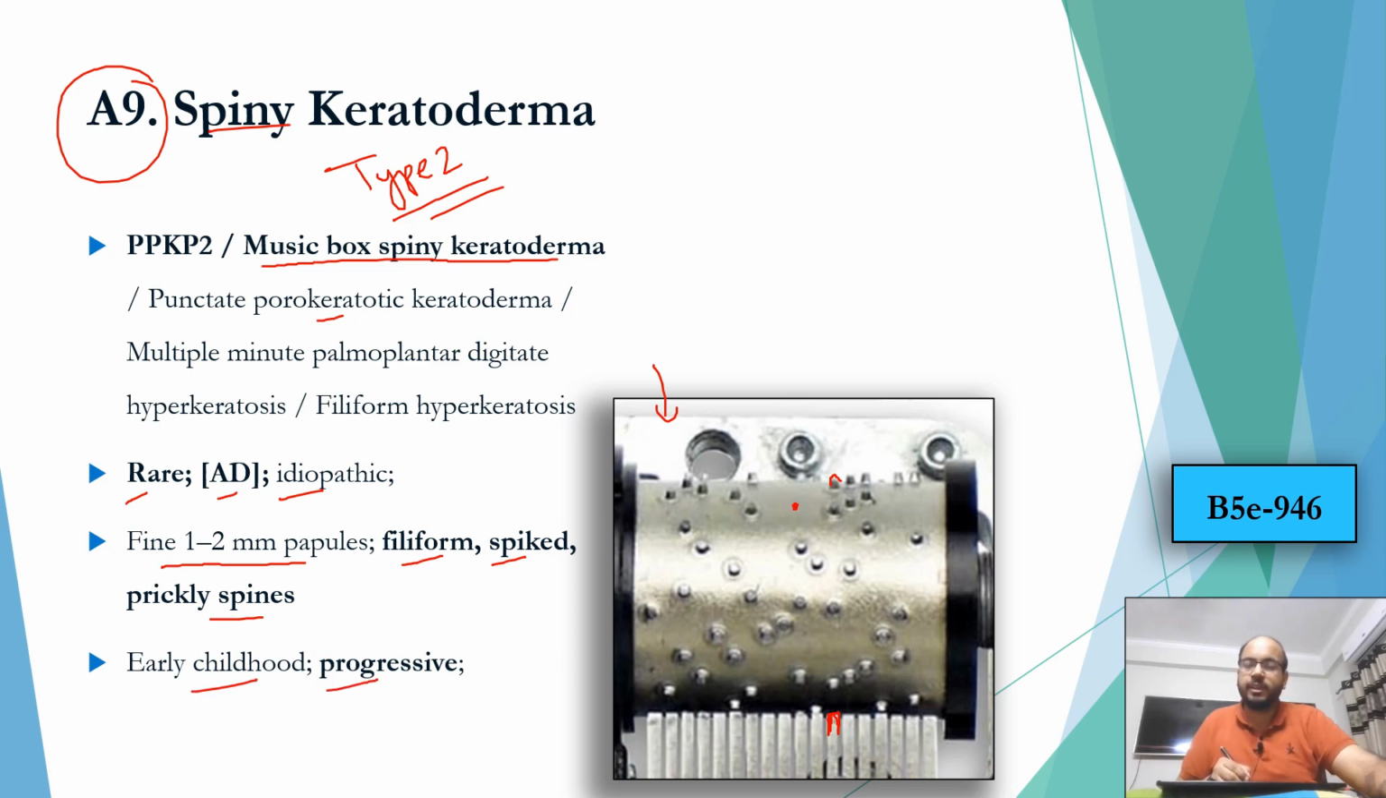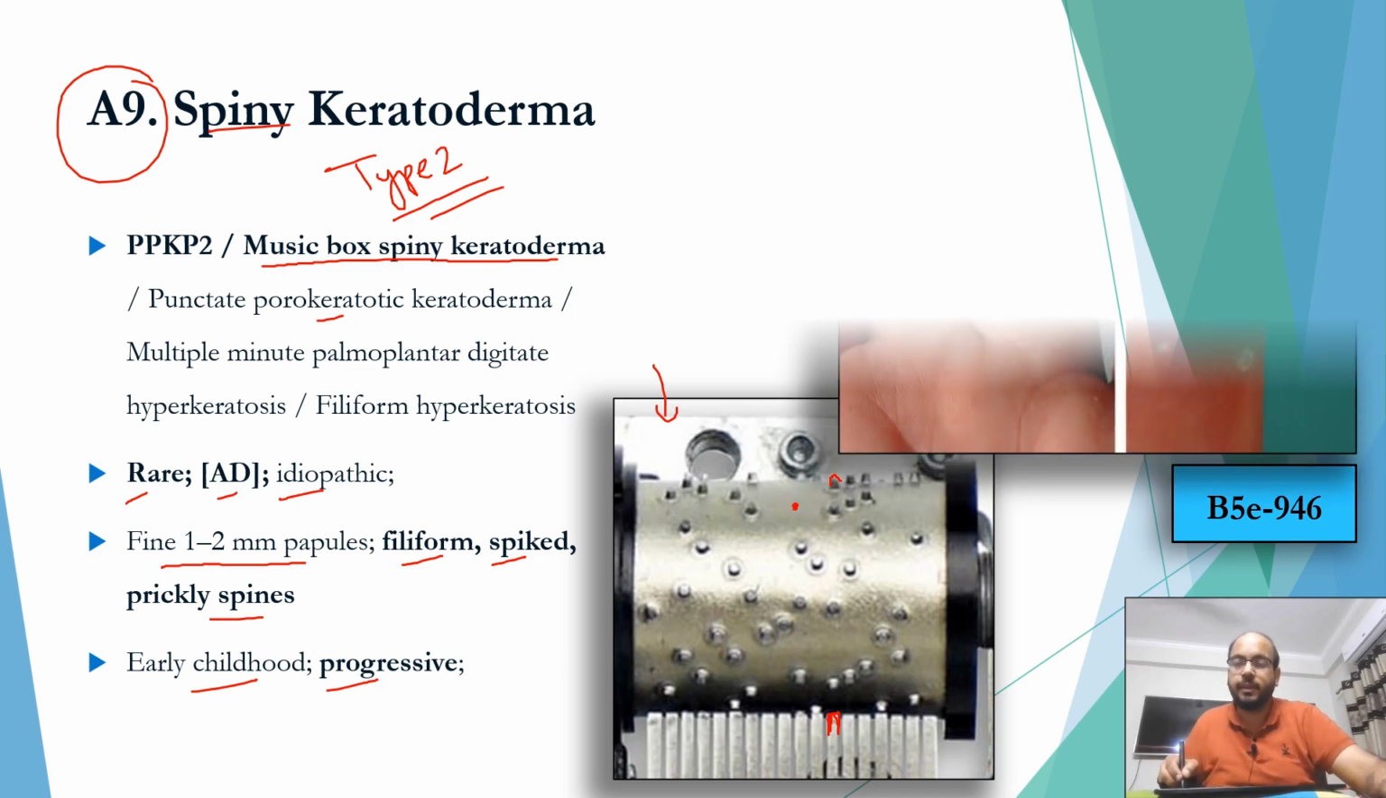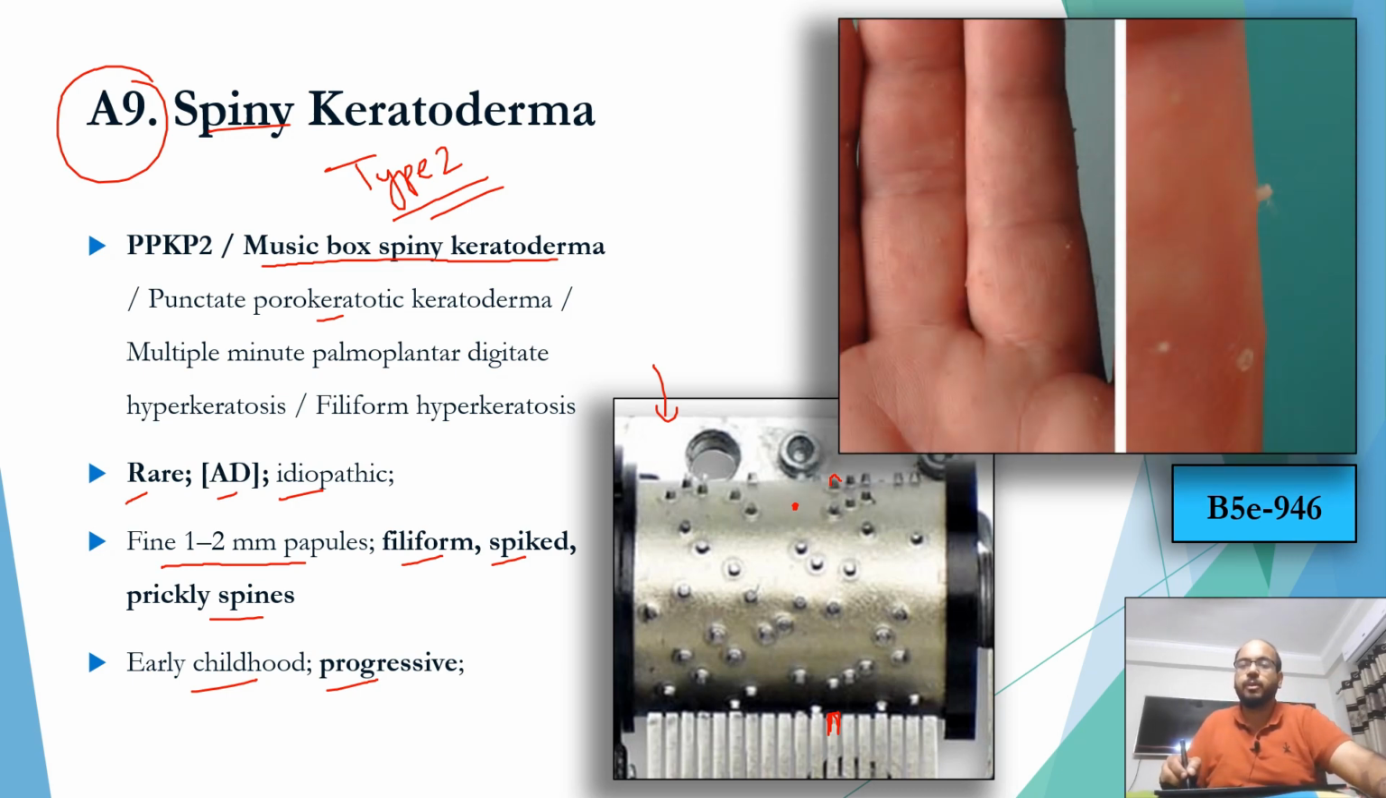Starts in early childhood and is progressive. So it is another example of progredient PPK. This picture I've taken from Bolognia, and if you look closely here, you can see that it is projecting outwards, just like you see the spinous projections over the music box. That is why it is known as music box spiny keratoderma. We are clear about it. Let's move forward.